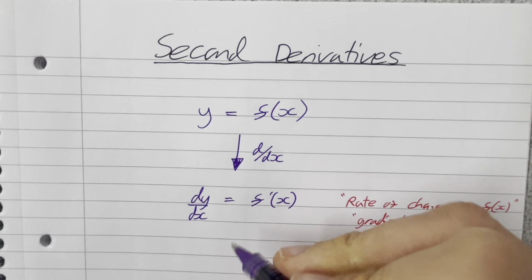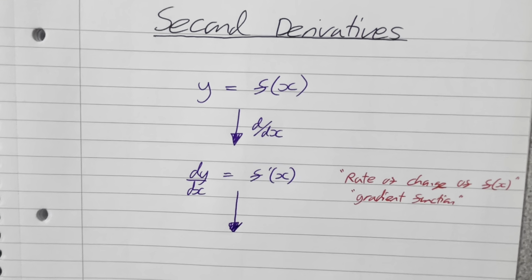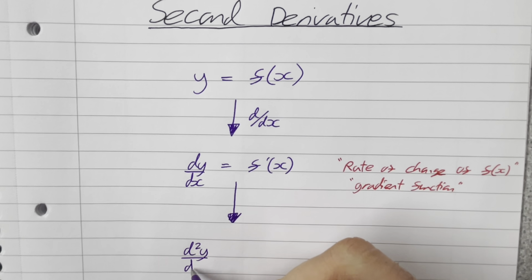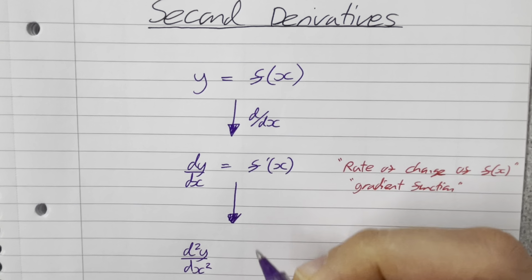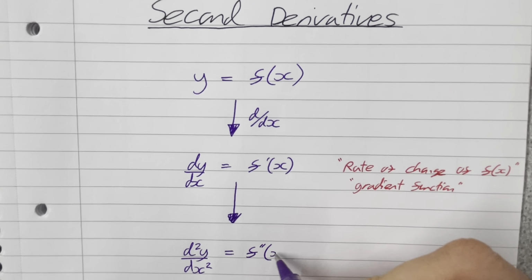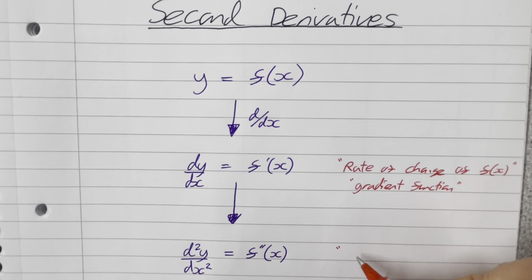But if we apply the differential operator a second time, we end up with what we call the second derivative. And we pronounce it d2y dx squared. So that's d with a superscript 2, y dx squared. And we can then notate that as f double primed of x. And this is sometimes referred to as the double derivative.